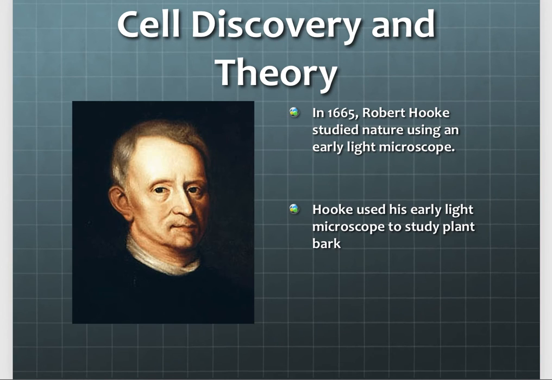In 1665, Robert Hooke studied using this early microscope, and he was a botanist. So botanists are the ones that study plants. And when he was looking under the microscope, he noticed that all the plants were made up of cells. So he was the very first one to be looking at living tissue underneath the microscope, and actually he was the first one to come up with the term the cell.